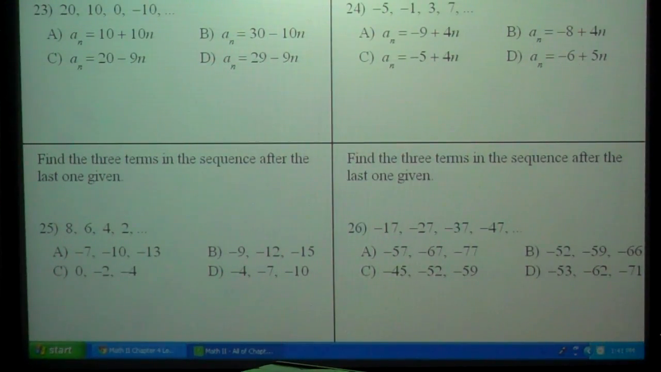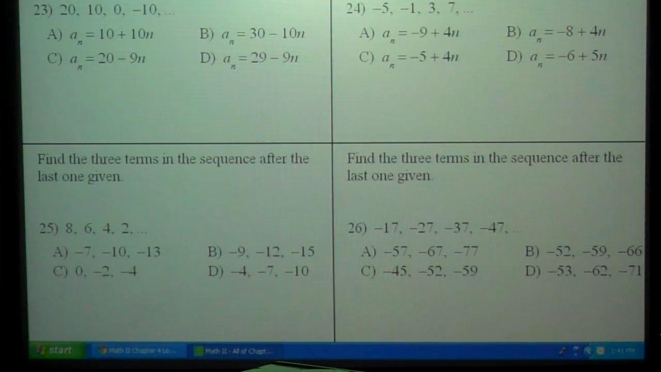23. Find the formula, find the formula. Find the 3 terms in the sequence after the last given one. Meaning, what is this value, what is this value, what is this value? Give me the next 3 terms after the last one. Same thing here. Negative 37, negative 47, what's this value, and this value.